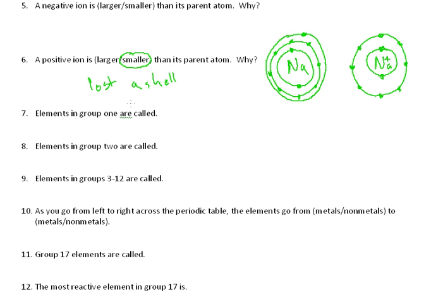Alright, so these things, number 7, just basic memorization, elements in group 1. These are our alkali metals. And compare that to the elements in group 2. These are our alkaline earth metals.